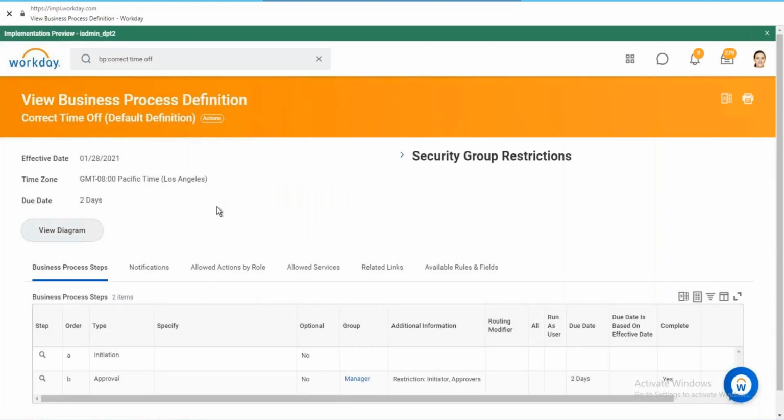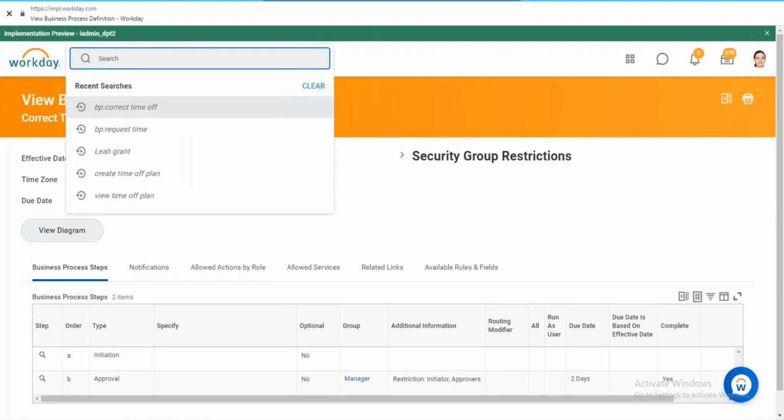Correct time off is also the same. Correction means whenever you want to correct your time off, whatever you have requested, then you would be using correct time off, and request time off is something you use when you are requesting time off. These are the two business processes that come to this BP. Now let's see one more component.